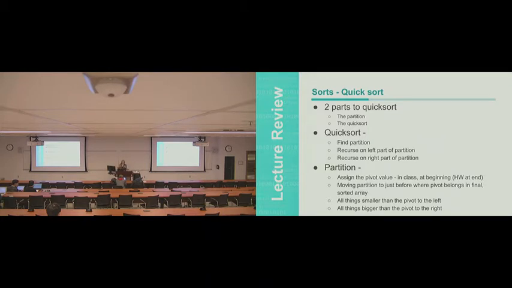But basically what we want to do is we keep wanting to move the partition to just before where the pivot belongs in the final sorted array. So all things smaller than the pivot are going to be to the left of it, and all things bigger than the pivot are going to be to the right. Questions on high-level quicksort?